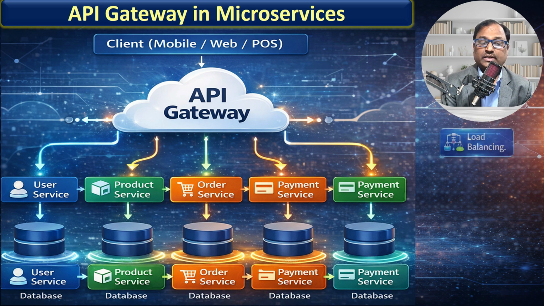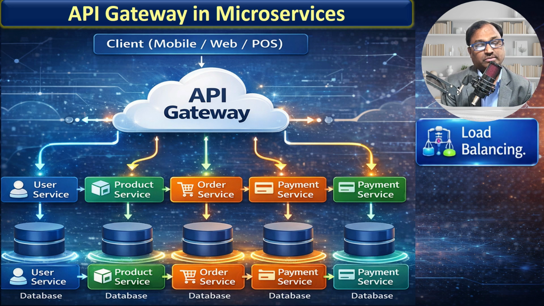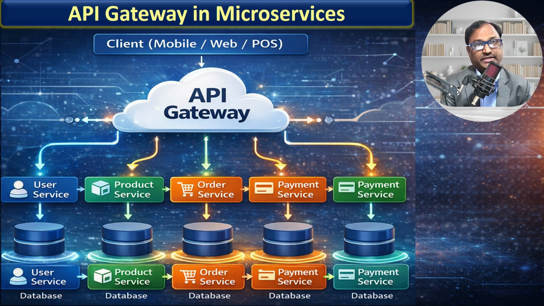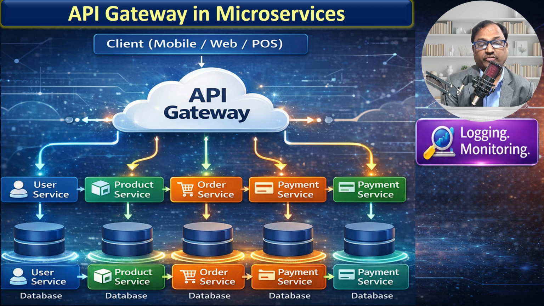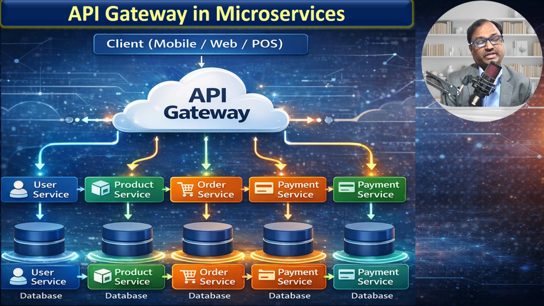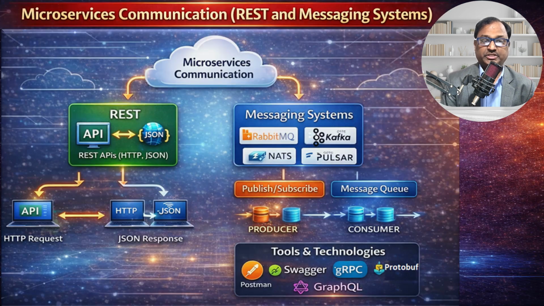Load balancing distributes incoming traffic across multiple service instances to ensure high availability, low latency, and fault tolerance. Logging and monitoring monitors the system and provides end-to-end tracing of requests and logs for better visibility and troubleshooting. Finally, in conclusion, the API gateway simplifies communication between clients and microservices and improves security, scalability, and maintainability of systems. Next key concept is microservices communication through REST and messaging systems.